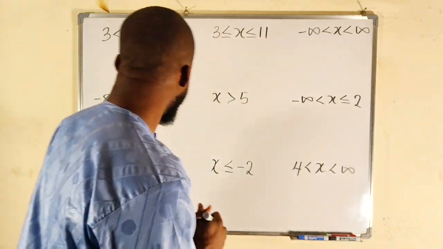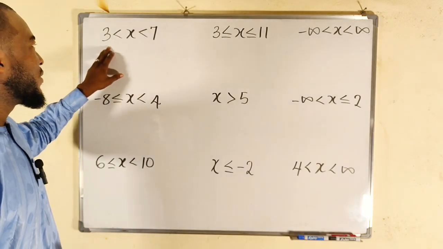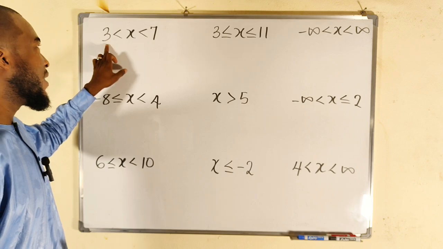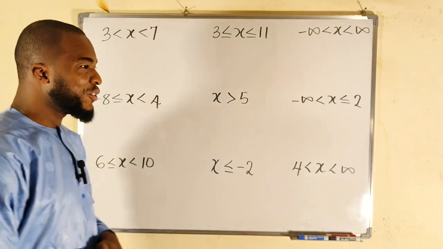In this tutorial I'm going to show you how to express an inequality using interval notation. We have 9 problems here. We have an inequality which reads x is greater than 3 but less than 7. How can we express it in interval notation?